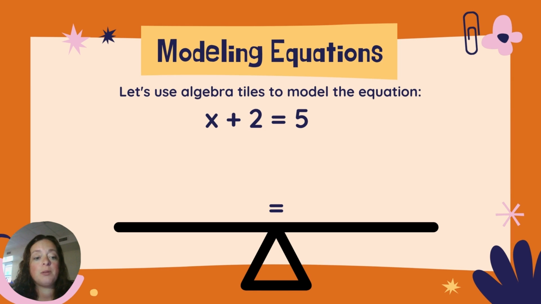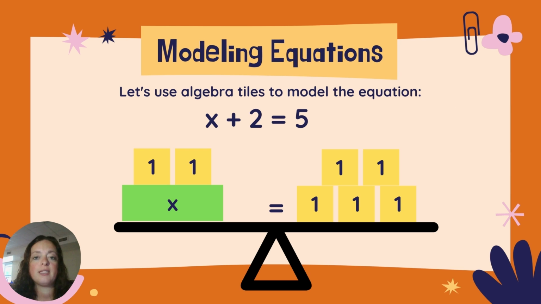Example number 2, x plus 2 equals 5. On the left side, we can start by adding an x and then 2 yellow tiles. That represents x plus 2. And on the right, we've just placed 5 yellow tiles. Now we have the equation x plus 2 equals 5. You can see that we need to remove the 2 yellow tiles in order to get x all by itself on one side of the balance.